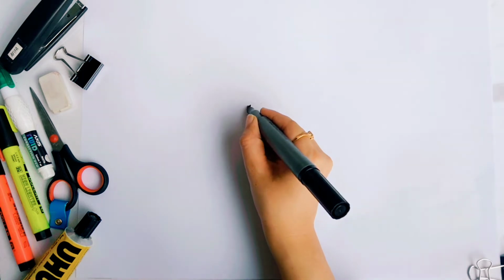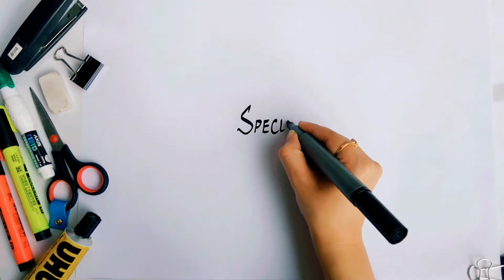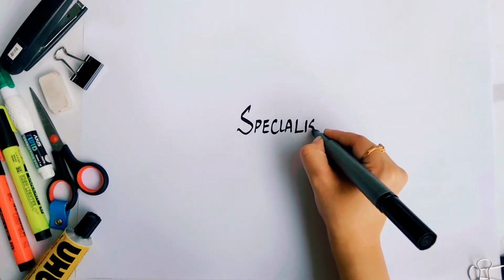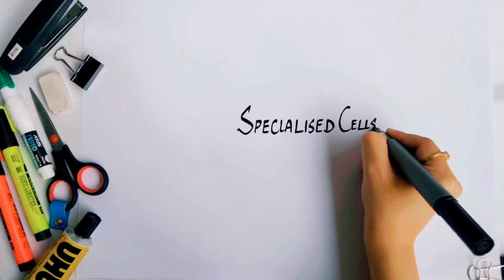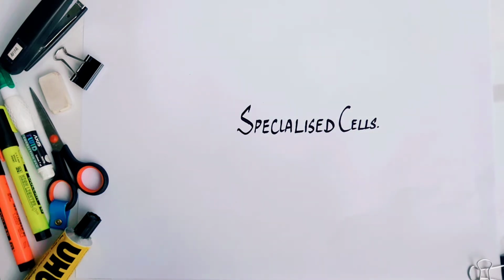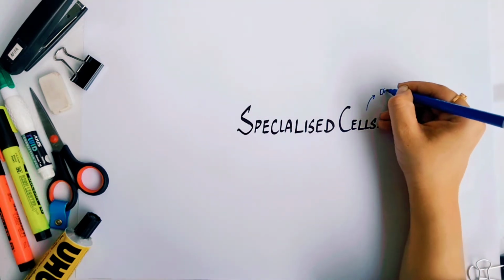This video is about specialized cells. So, what do you understand by the term specialized? It means that some cells are very special. How can cells be special? Like everything has a purpose, these specialized cells have some special functions.